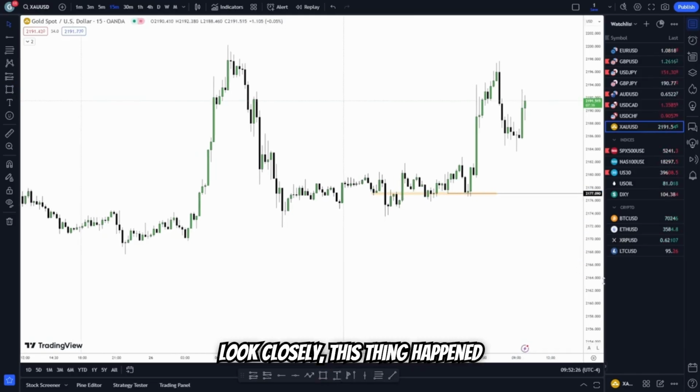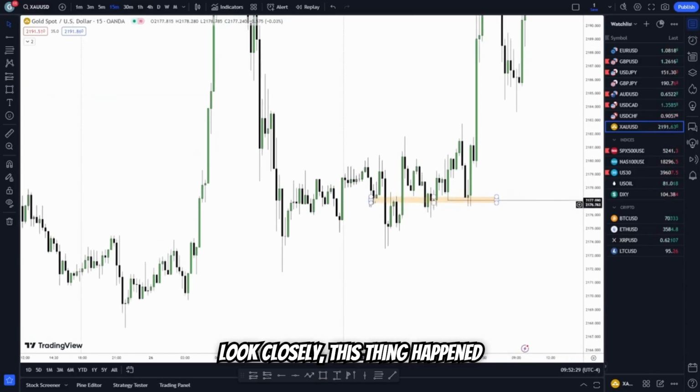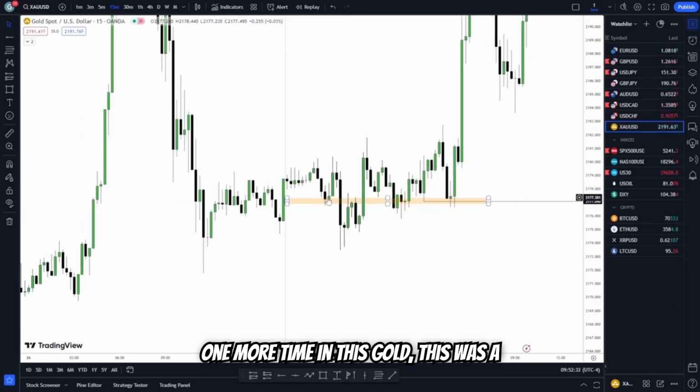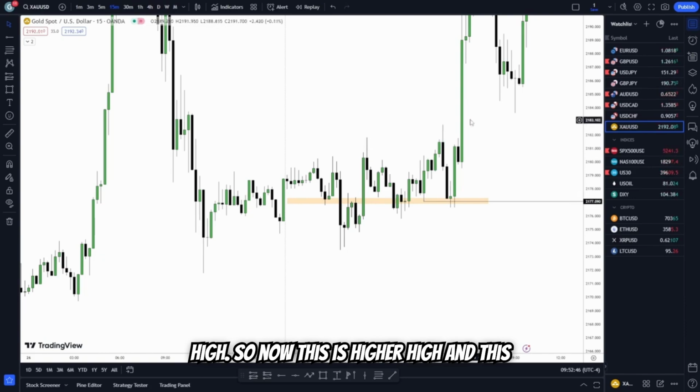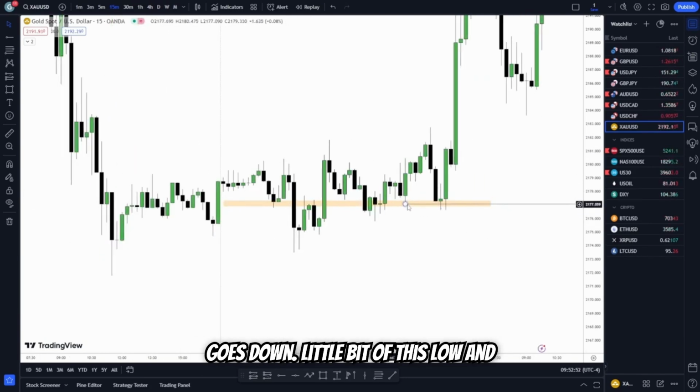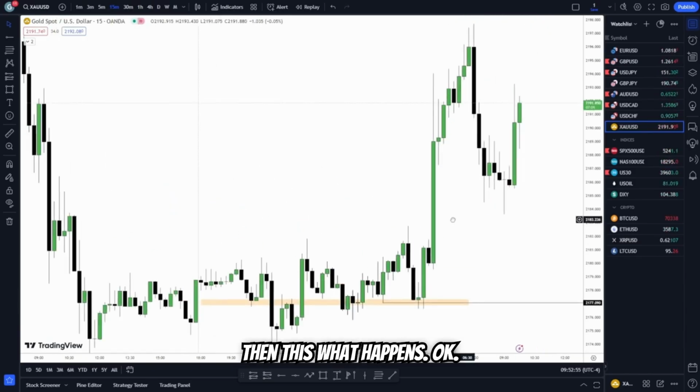Look closely. This thing happened one more time in this gold. This was a support, this was a demand, and then it was a supply, then it was a demand, and then another time it was a demand, and the market went up and broke this high. So now this is a higher high and this is a higher low. Price should not go below this higher low, but what happens? Price goes down a little bit below this low, and then this is what happens.